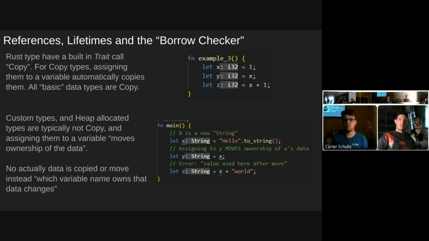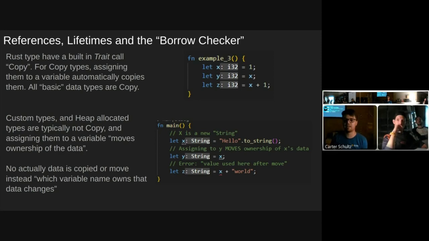Types that are copy, you can use multiple times freely, and the compiler will automatically make copies of that type for you. So in example three here, I say x equals one, I then assign x to y, and then I use x again, let z equals x plus one. I've used x twice there, and it just freely made a copy of the value of x and assigned a copy of the value of x to y. And then on this line, it made a copy of x and assigned a copy of the value to z. So when you're working with basic data types like that, the compiler is just putting in make a copy of there for you automatically.